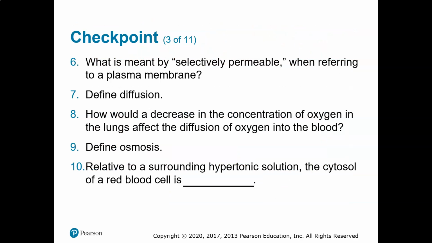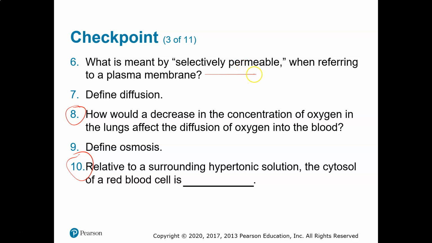Okay, checkpoint questions. I am only going to go over 8 and 10 because of time. How would a decrease in the concentration of oxygen in the lungs affect the diffusion of oxygen into the blood? Well, if there was a lower concentration of oxygen in the lungs, then oxygen would diffuse from the blood back into the lungs. So less oxygen would diffuse into the blood.